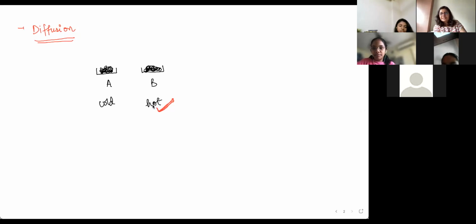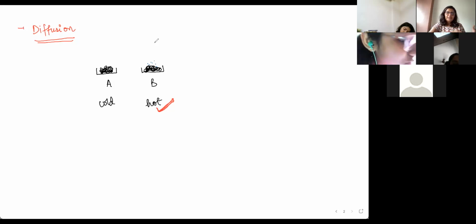So that's what we discussed last time, right? More kinetic energy, matlab more movement. Kinetic energy is literally energy related to motion. So the particles in plate B, because they're at a higher temperature, they'll be able to move better, and so you'll be able to smell them better.